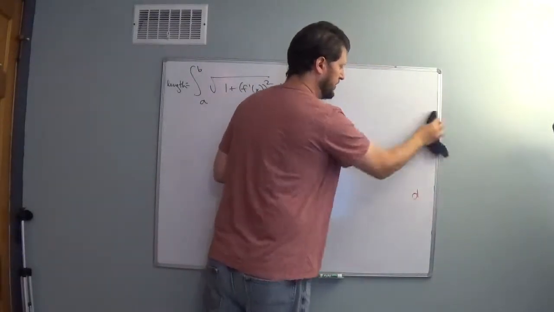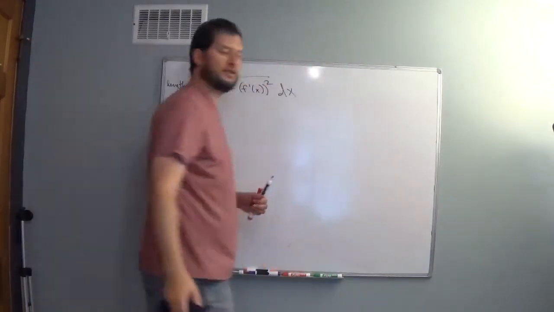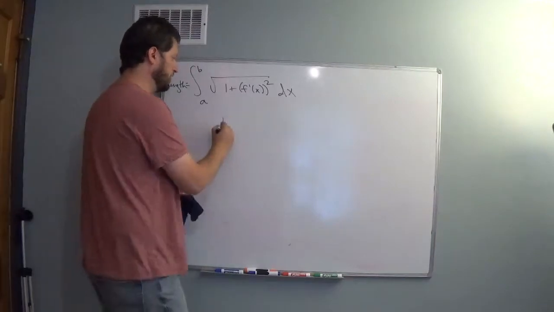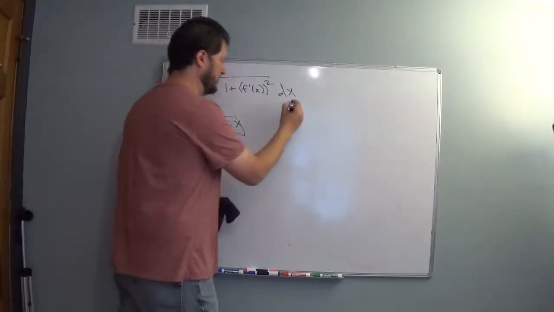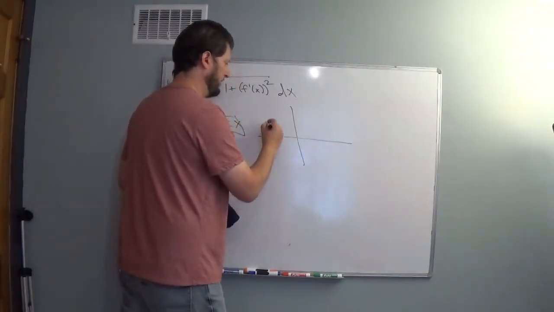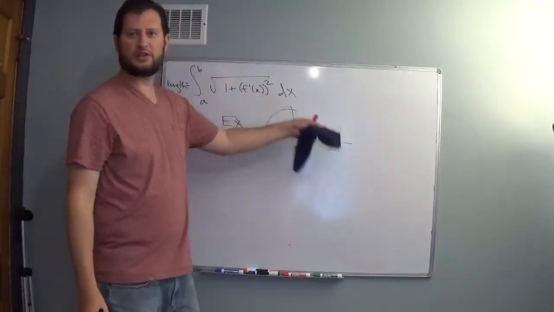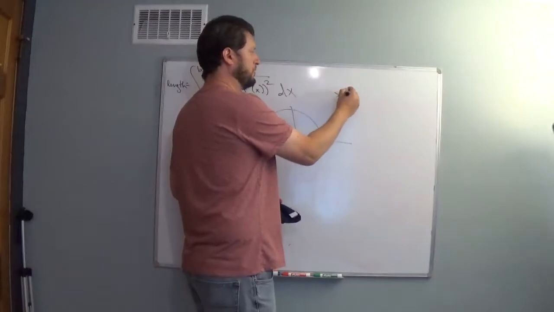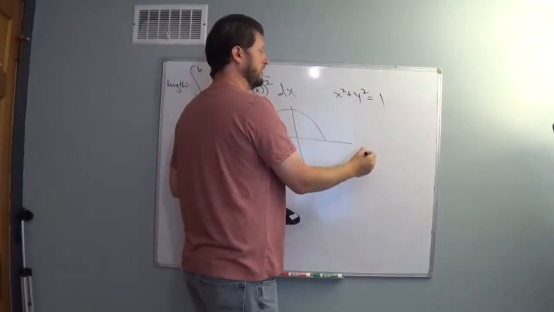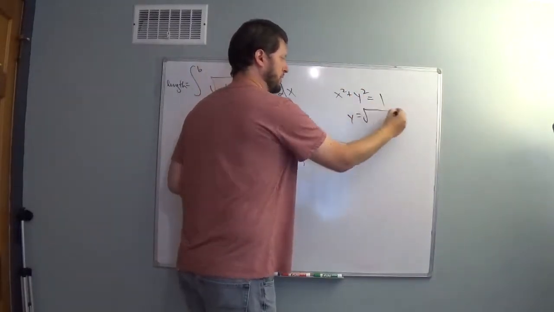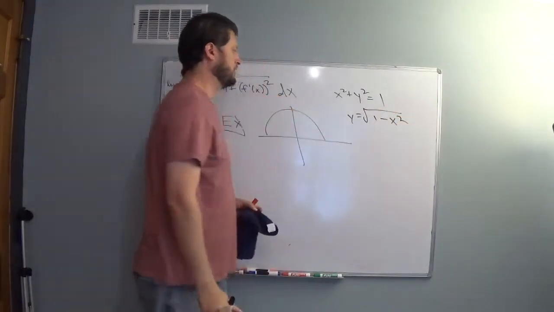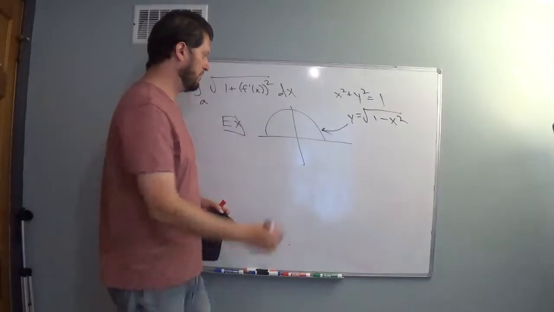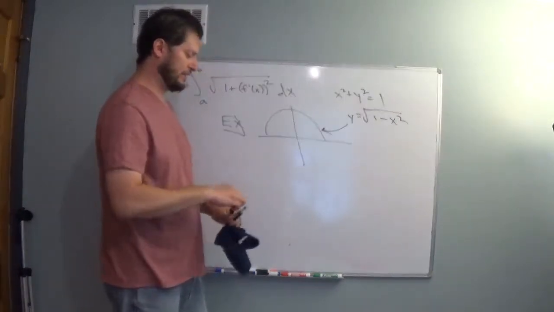So let's do this with something that we can actually calculate, to convince you that it's true and actually works. Let's look at the following example. This is the circle of radius 1, the upper half circle of radius 1. Remember that comes from x squared plus y squared is 1, so that y is equal to the square root of 1 minus x squared. So this is my function, square root of 1 minus x squared. My question is, what is that length?